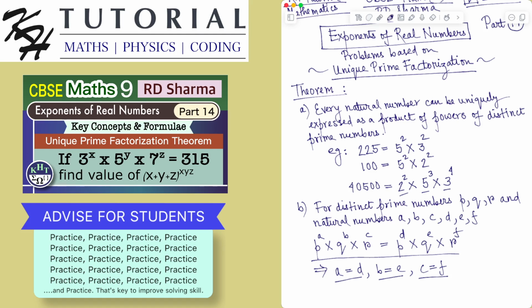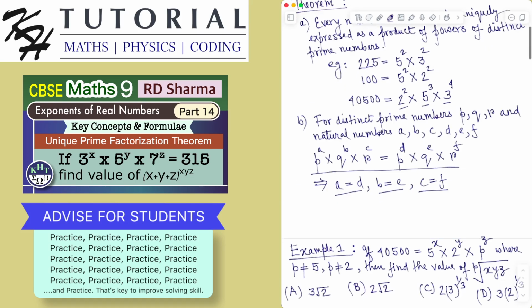Now in some problems you will know P, Q, R, that is the distinct primes, and you have to find some unknown powers either on the left hand side or on the right hand side, and in some other problems the powers will be given, and you have to identify the distinct primes. So these are mostly the two variations of problems based on unique prime factorization. So let's see how to apply this concept in some problems.